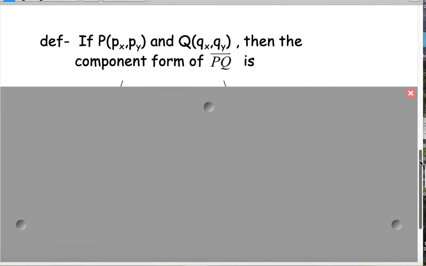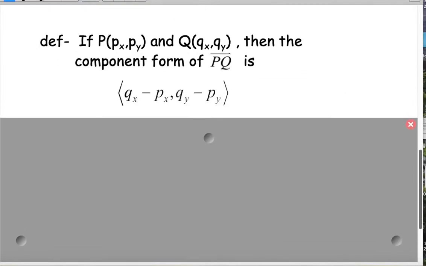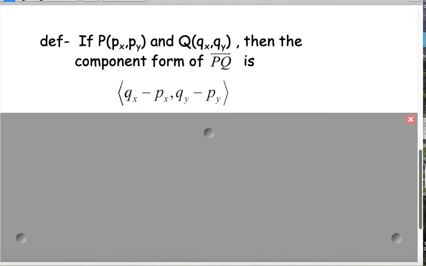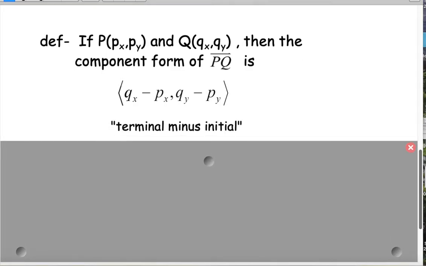So if I want to define how we come up with this component form, basically the idea is we're going to subtract the x values, comma, and then subtract the y values, but we're going to subtract from the terminal to the initial. So if you can just remember the phrase terminal minus initial, that should help you remember how to get the component form if I give you 2 points.